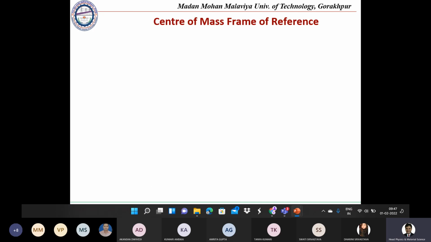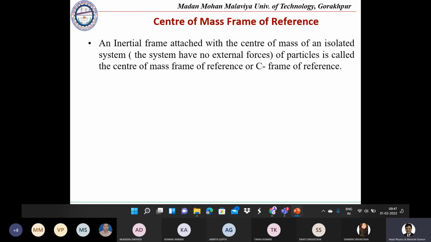So let us have another idea, the center of mass frame of reference. Actually, I will take a lecture especially for the center of mass reference frame and the laboratory frame of reference system and the correlation between them. I think one lecture, the day after tomorrow, will be dedicated to the center of mass and laboratory system.